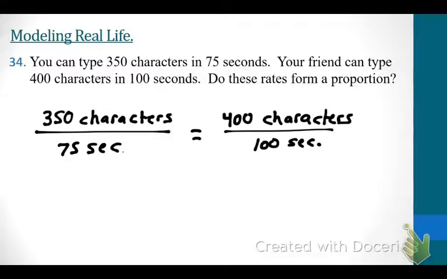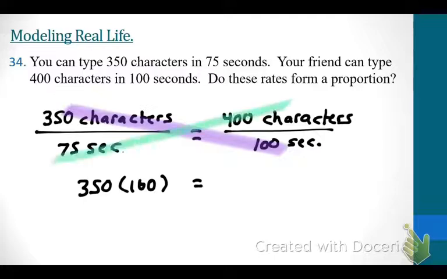All right, a couple different ways you can do this. For me right now, I think I'm going to go ahead and do cross products. What should I do for that part that I just highlighted? Multiply it. 350 times 100. And then the other side, 75 times 400. Kalani, what is 350 times 100? 35,000.